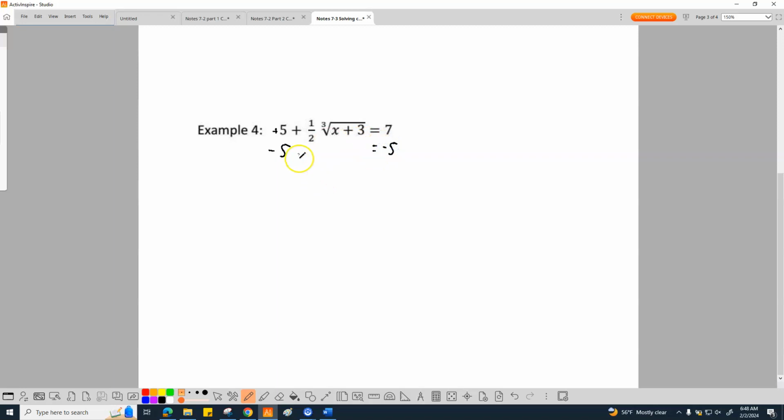Cross it out, and I am now left with 7 minus 5 is 2, and I'm now left with 1/2 cube root of x plus 3. Now, I'm going to switch colors. I've taught this, but I'm going to keep teaching it till y'all get it down. This says 1/2 times all this stuff.